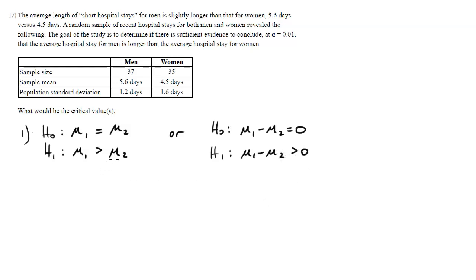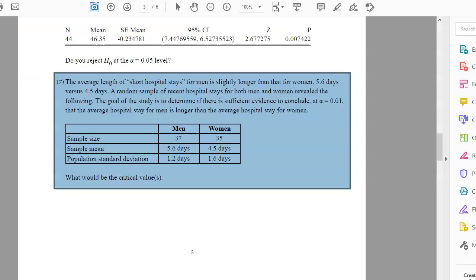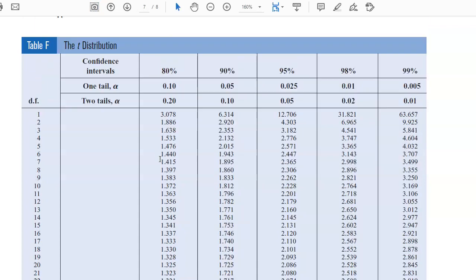If mu1 is greater than mu2, if I subtract mu2 from mu1, I should get a number that's larger than 0. Like think about 5 and 3. 5 minus 3 is 2, which is bigger than 0. Null and alternative hypotheses. Step 2 is to determine the critical value. So let's do that. I think we should check our formula sheet and see if that gives us any insight here.